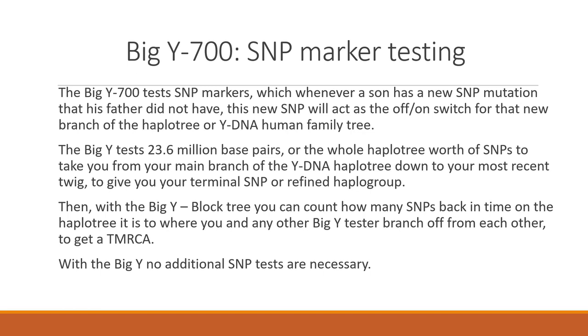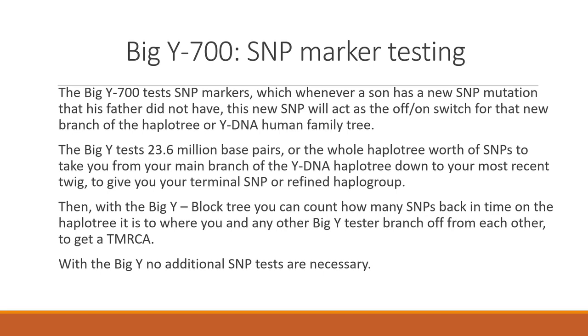YDNA, the Big Y and SNP marker testing. The Big Y 700 tests SNP markers, which whenever a son has a new SNP mutation that his father did not have and his brothers wouldn't have, this new SNP will act as the off-on switch for that new branch of the YDNA haplotree or YDNA human family tree.